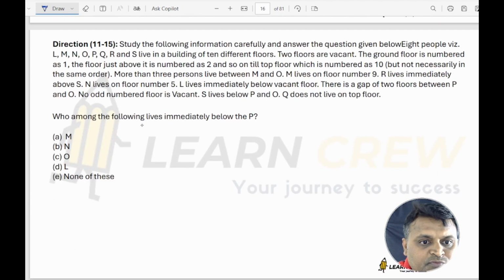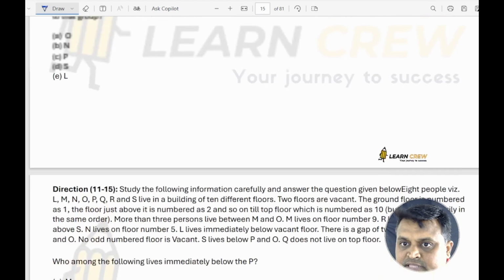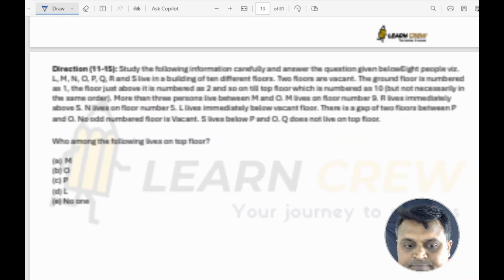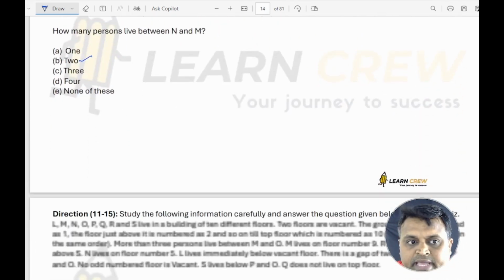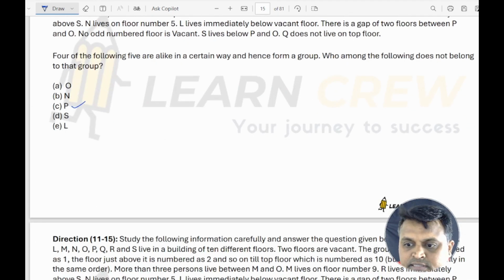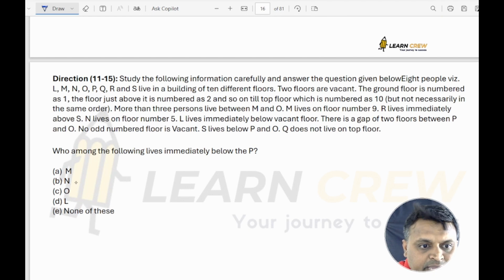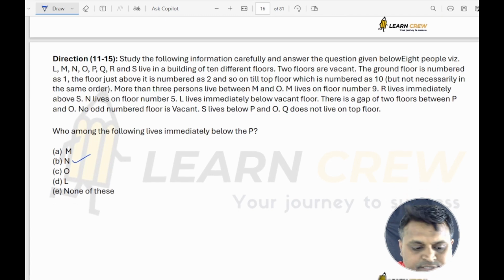Who among the following lives immediately below P? Immediately below P, who is there? I think it is N. Just now we have done it. Immediately below P, it is N. So the answer is N. Next.